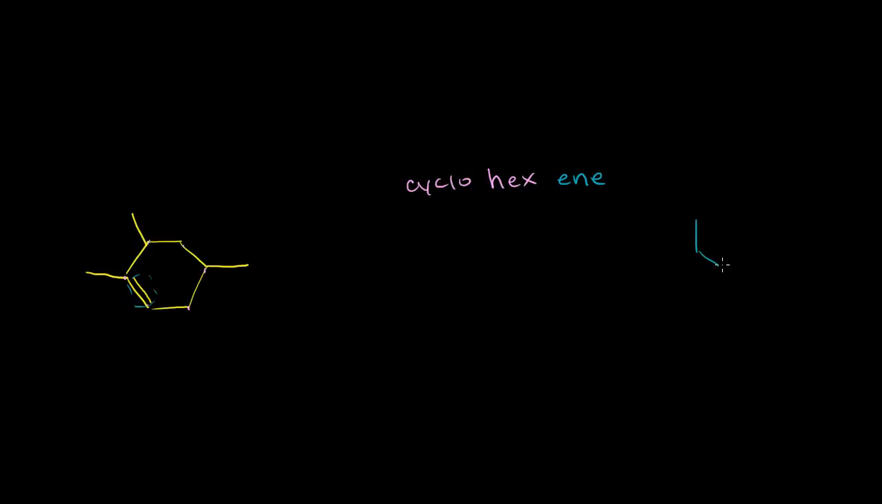So when you write just cyclohexene, it would look just like this. It could look just like that. You don't have to specify where it is. It's just that one of these is going to be the double bond.